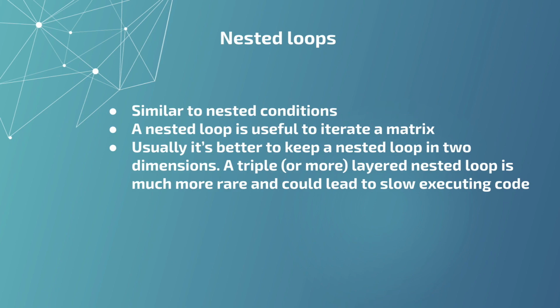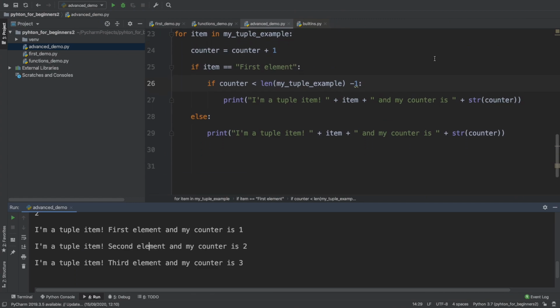Nested loops are very similar to nested conditions. It is useful to use a nested loop to iterate a matrix. Usually, a good rule of thumb is to keep a nested loop in 2 dimensions. A bigger nested loop usually indicates bad coding. Of course, there are some situations, such as when you may be designing a 3-dimensional object and you want to go over all 3 dimensions, but in most cases, whenever you see a nested loop that is bigger than 2 dimensions, it usually indicates bad coding. In this section, we'll study a 2-dimensional nested loop. Let's watch an example of a nested loop.